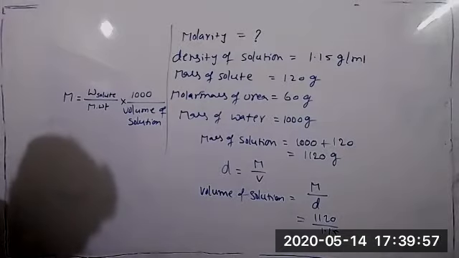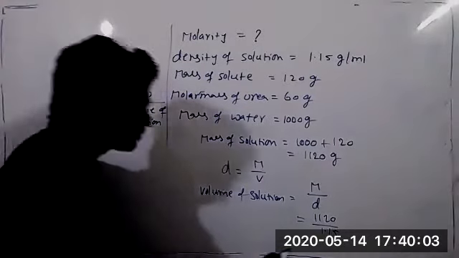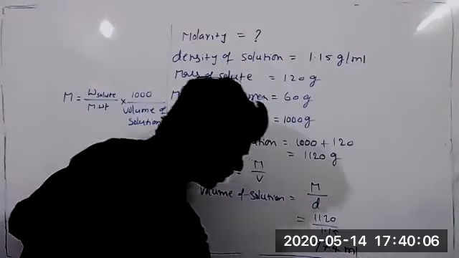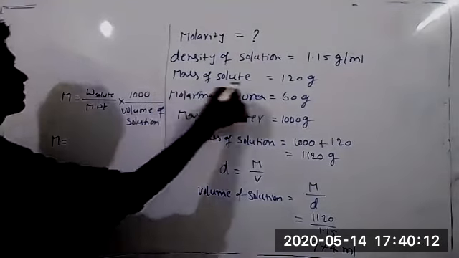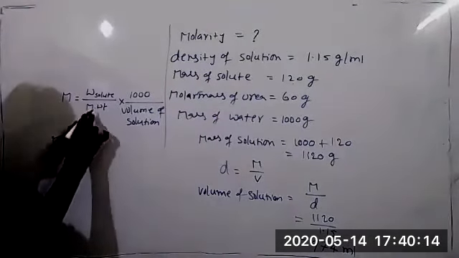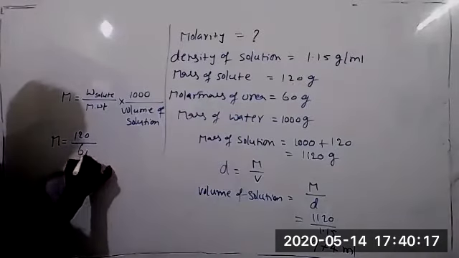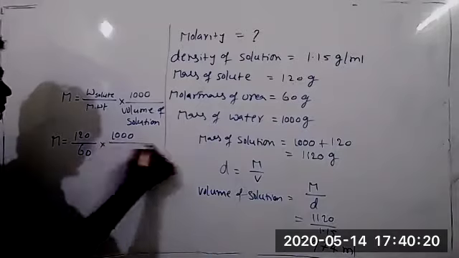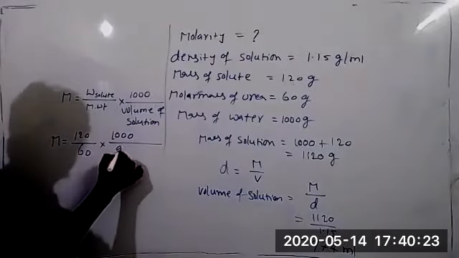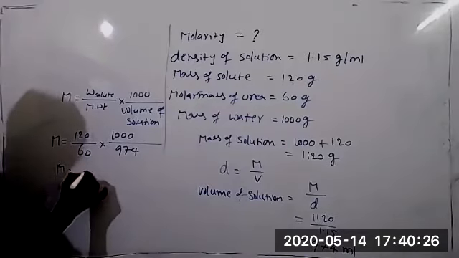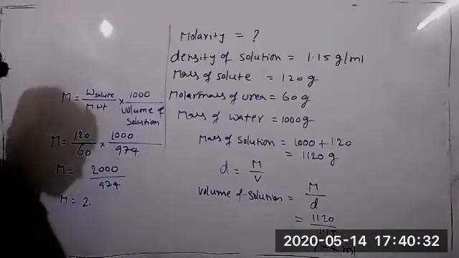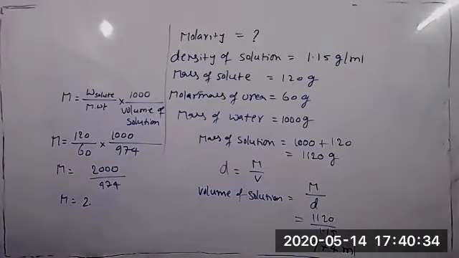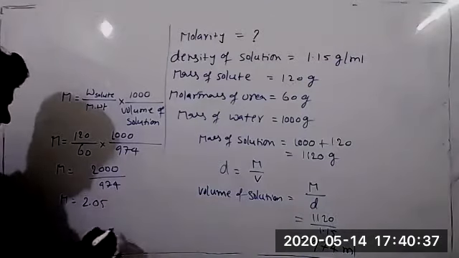973.91. Okay, so you may take roughly 974 ml. Now we got the volume of solution. Substitute in molarity: M is equal to mass of solute, 120 grams, divided by molar mass of solute, 60 grams, into 1000 by volume of solution, 974. Calculate the value. This is 2000 by 974, so approximately 2 point something. 2.05. Yeah, so option D is correct.